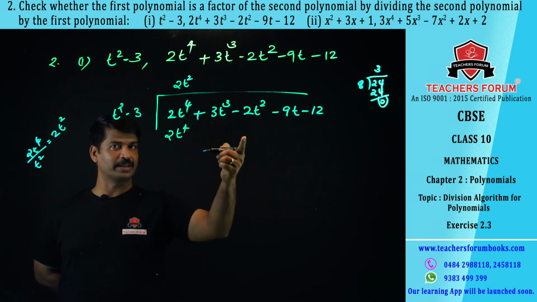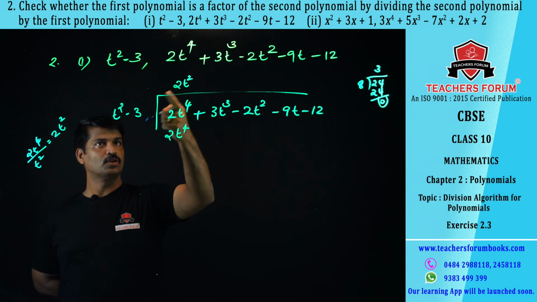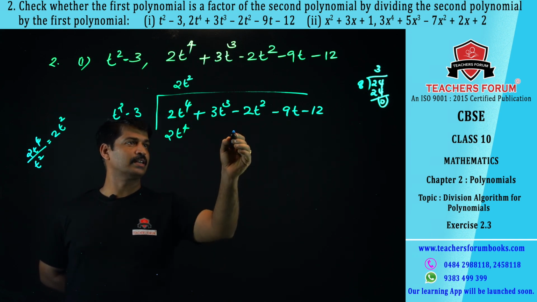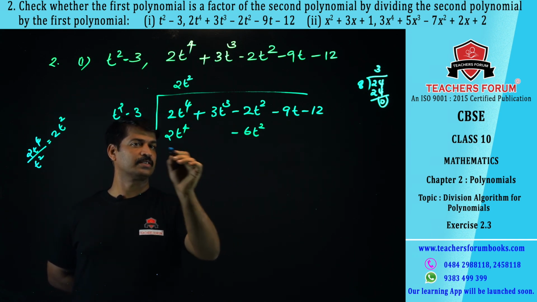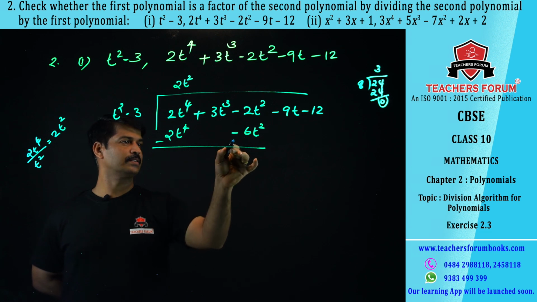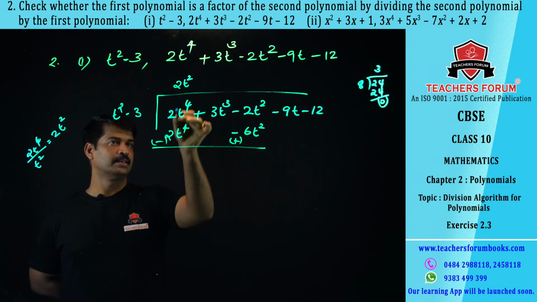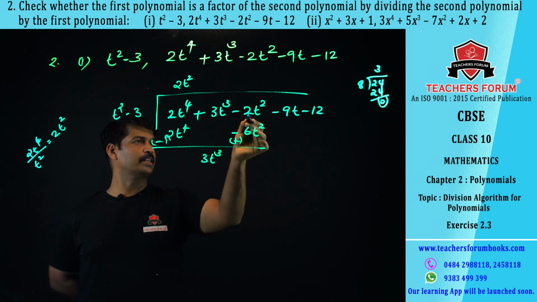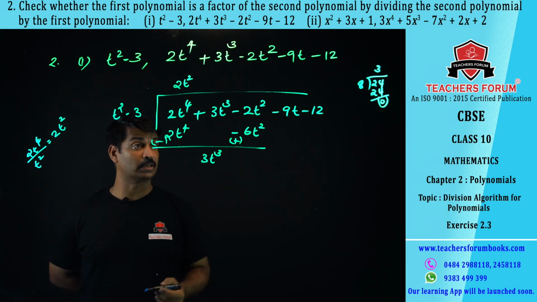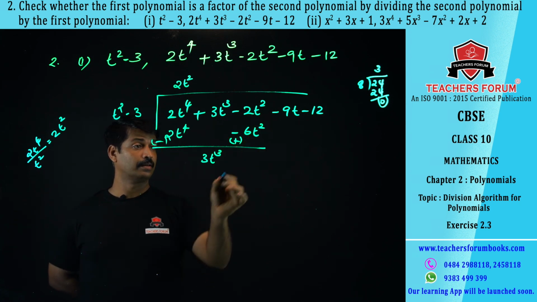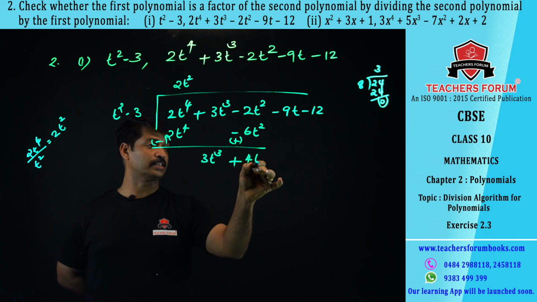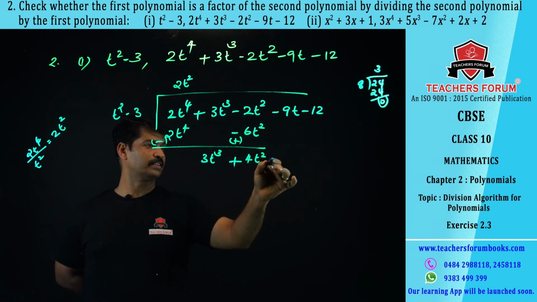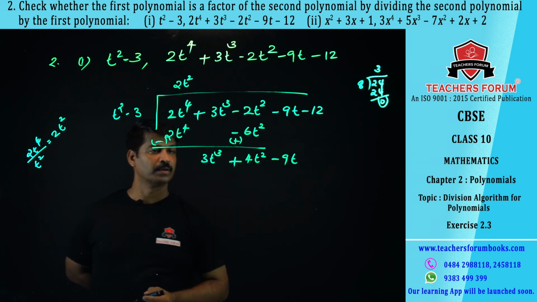You should not write it there, you should write it here because it is a t square term. So minus 3 into 2t square, that is minus 6t square. Subtract. It will become minus, it will become plus, just add. It will get 0. Here 3t cube, and minus 2t square plus 6t square, you will be getting plus 4t square. Now let us write the next term, minus 9t.